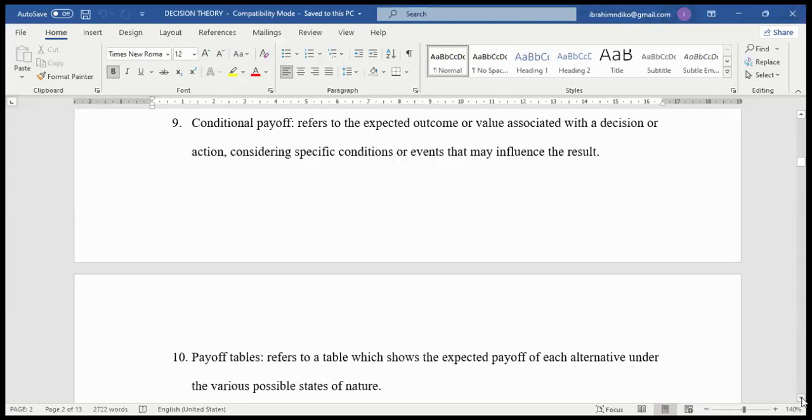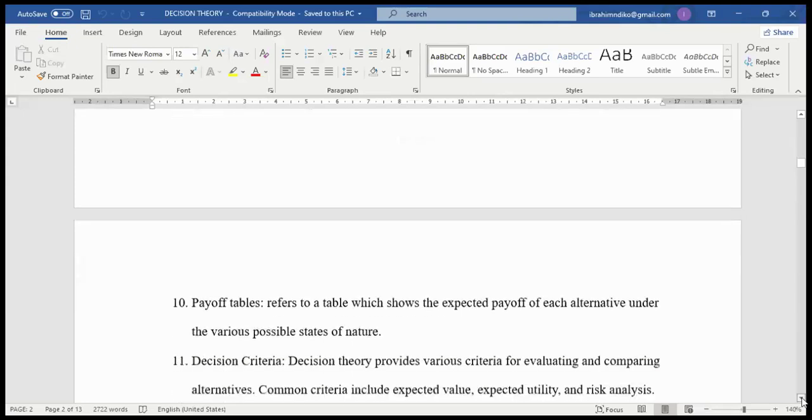For example, if you are asked to define conditional payoff, you say this refers to the expected outcome or value associated with the decision. So the keyword there is expected outcome or value associated with a particular decision or a particular alternative where an individual can choose from.